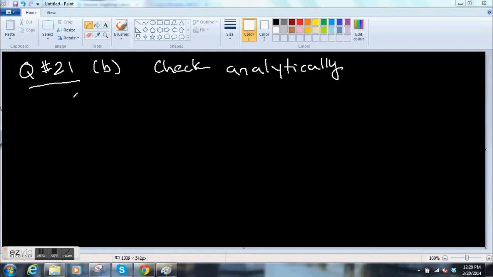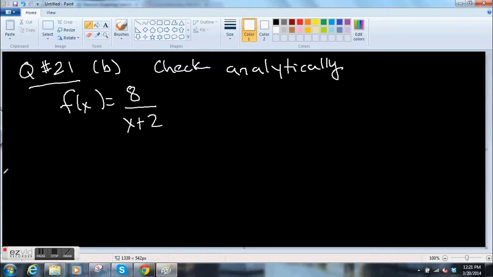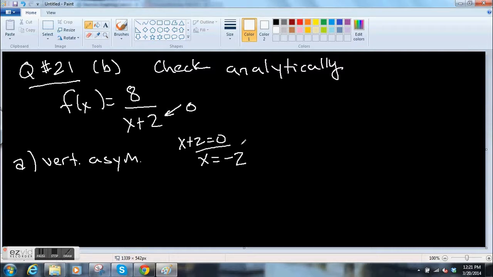Part B says check analytically. So this is what they mean when they say check analytically. Again, here's our function. F of x equals 8 divided by x plus 2. Part A, we're looking for a vertical asymptote. Is there a place where this function is undefined? Yes, it's undefined when the denominator equals 0. So if you had x plus 2 equals 0, it's going to be undefined at x equals negative 2. So that's one way you could find that, algebraically or analytically.